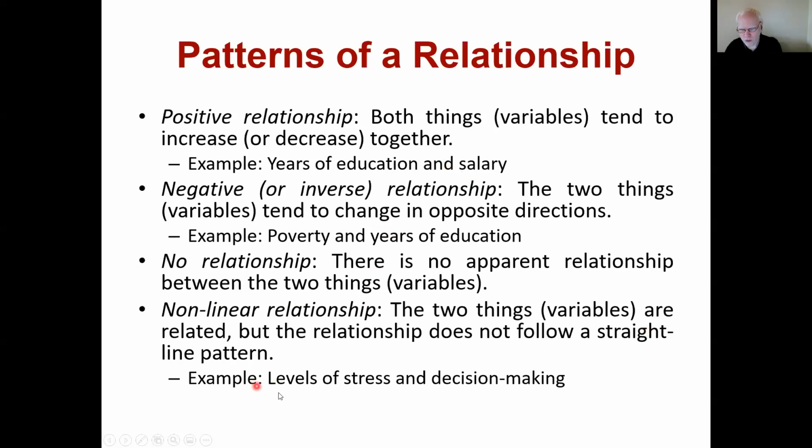So for example, levels of stress and quality of decision making actually end up being kind of an inverted U-type shape.